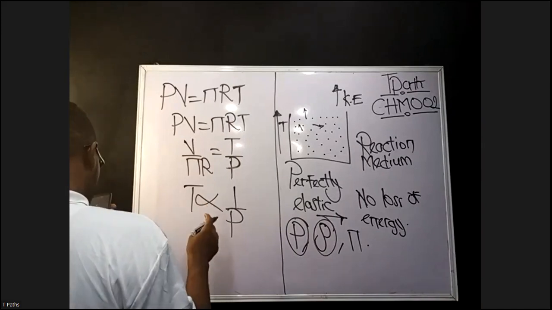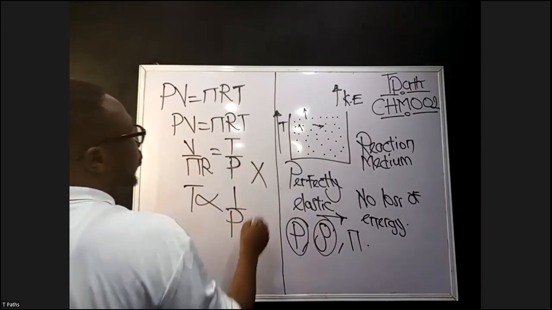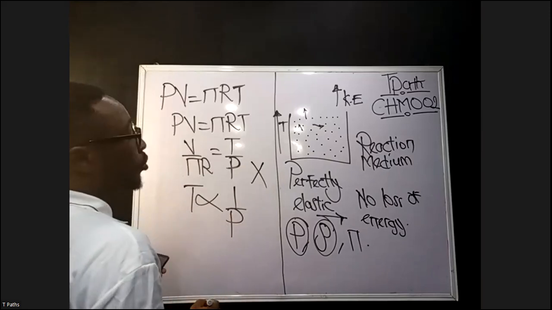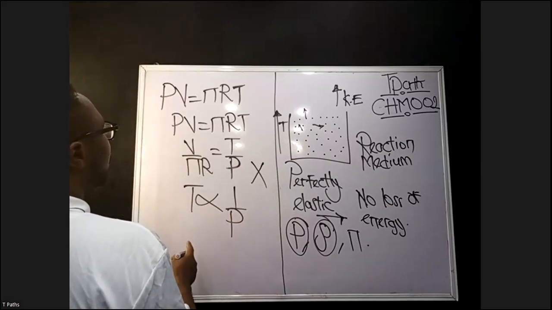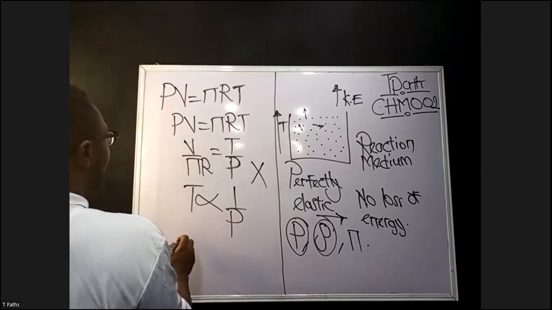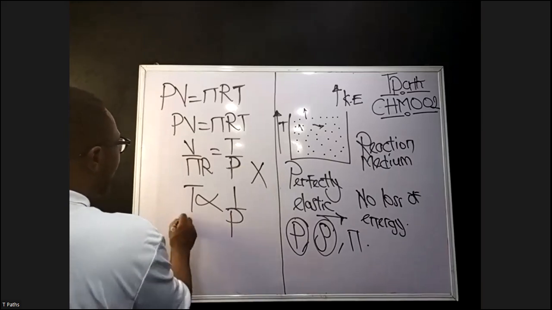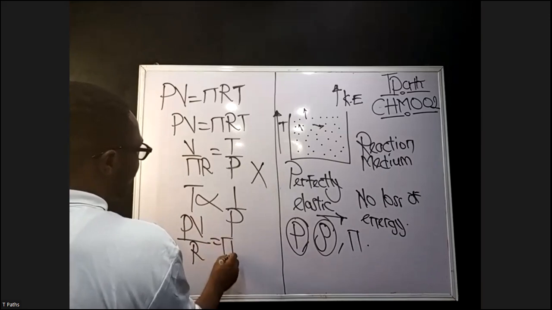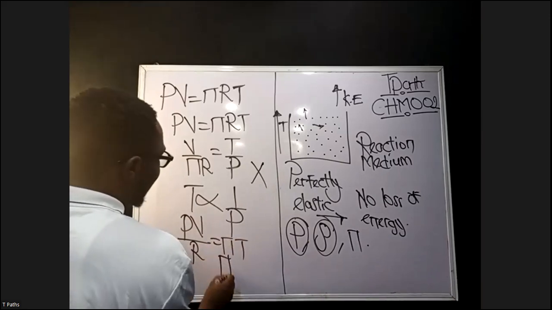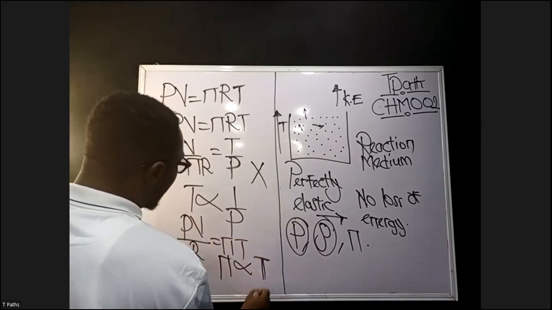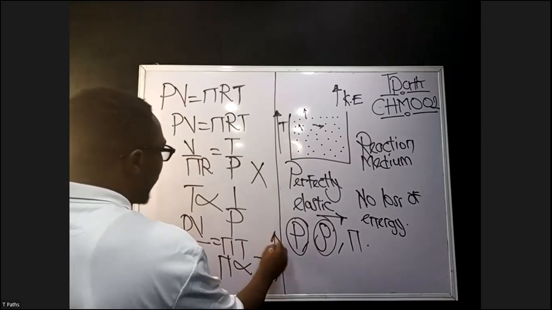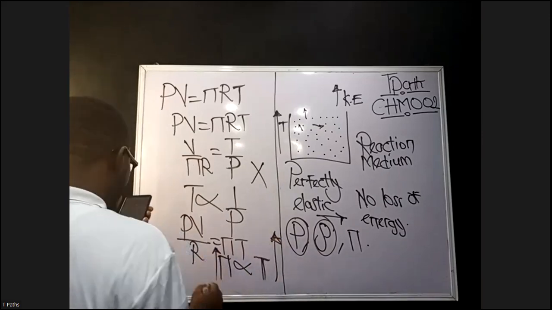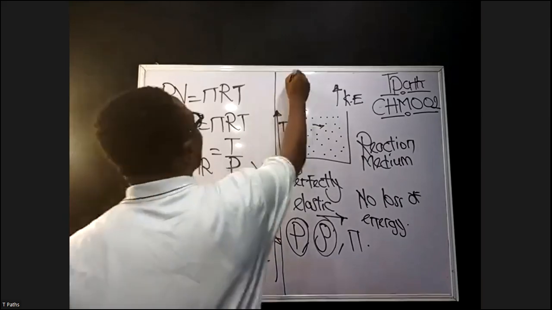But option B is saying that the pressure will increase. So that is wrong. Now let's look at PV equals nRT. If I say PV over R is equal to nT, it means that n is directly proportional to what? Temperature. That means if temperature increases, the number of moles will increase. So we can say that option D is the best answer.